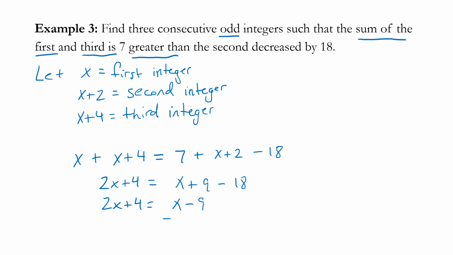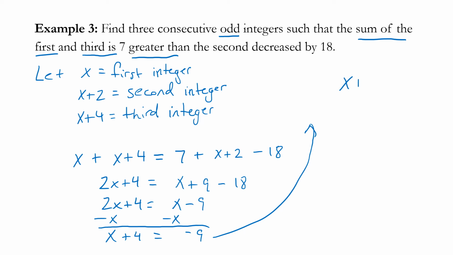Simplifying further, we have x plus 4 equals negative 9. And now I'm going to subtract 4 from both sides. I'll continue this up here. We have x plus 4 equals negative 9, and we subtract 4 on both sides to get x equals negative 13.